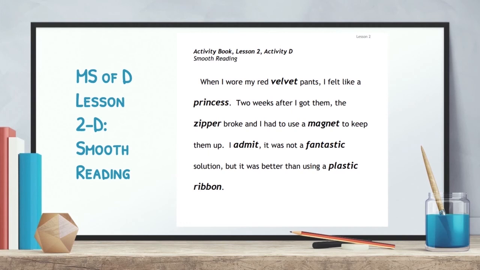It says, when I wore my red velvet pants, I felt like a princess. 2 weeks after I got them, the zipper broke and I had to use a magnet to keep them up. I admit it was not a fantastic solution, but it was better than using a plastic ribbon. All right, so they're making a joke.